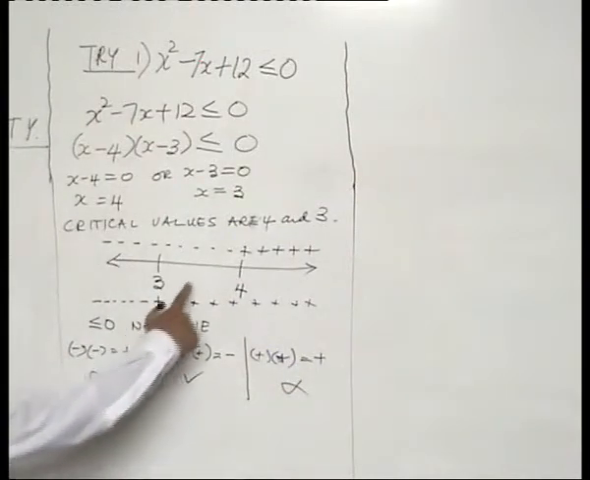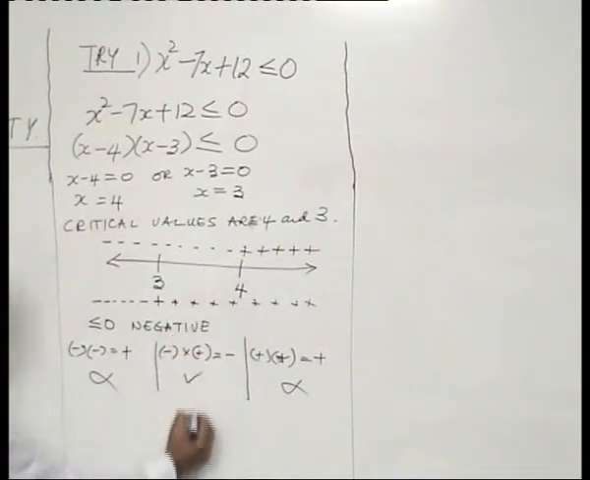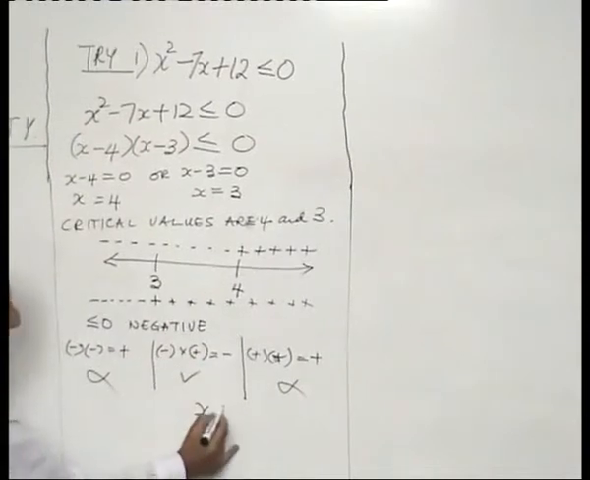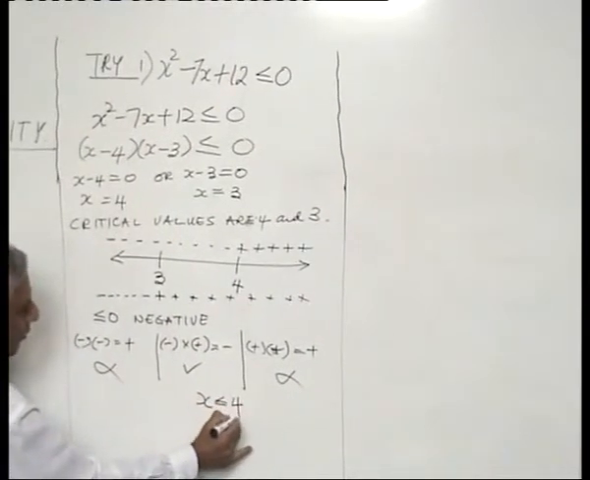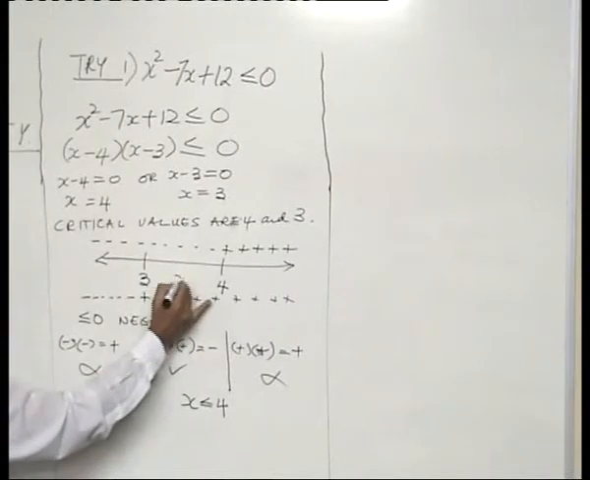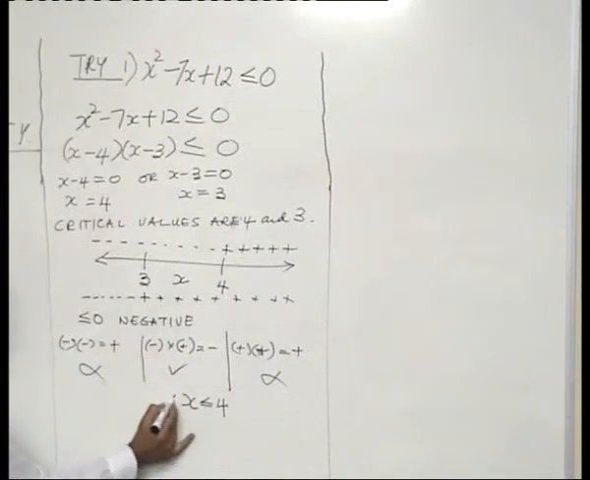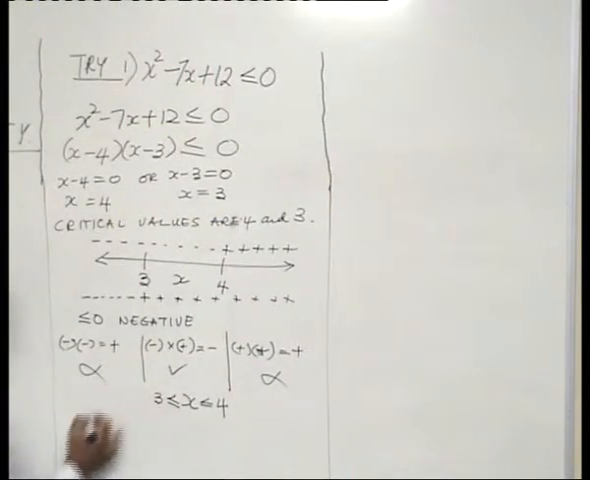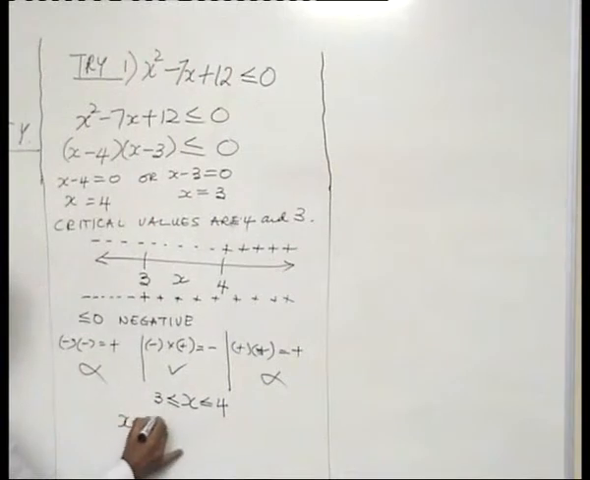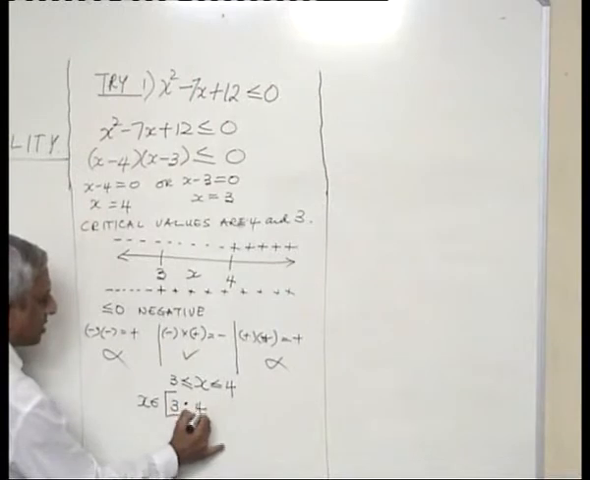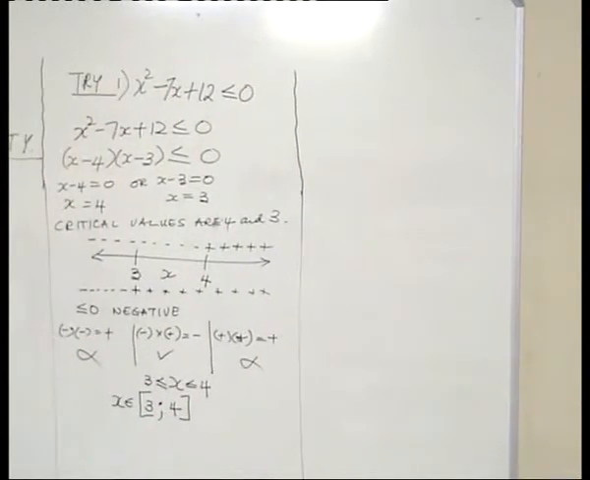Now to write the answer down, you just put an x in the middle. These numbers are less than or equal to 4, and these numbers are greater than or equal to 3. So that's one way of writing the answer. Or the other way, using interval notation, x is an element of the interval 3 semicolon 4. So that's how to do it.